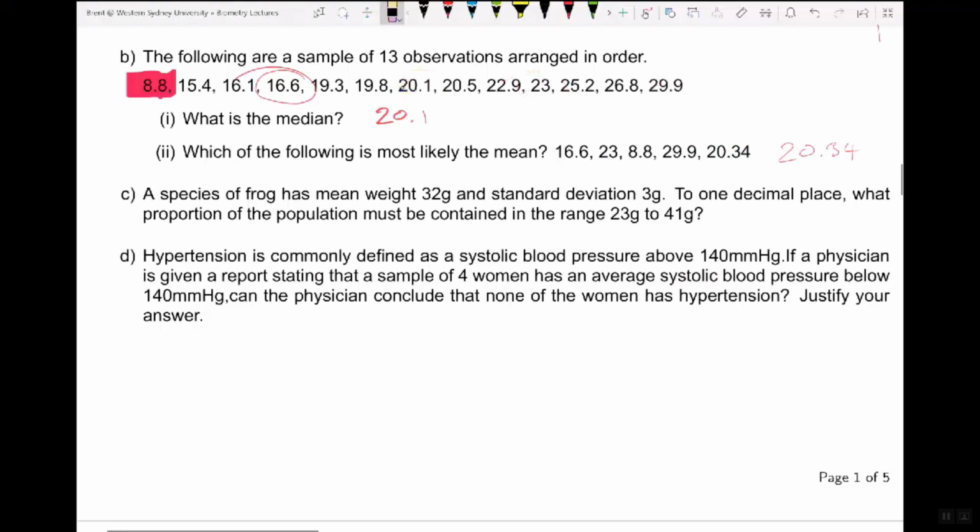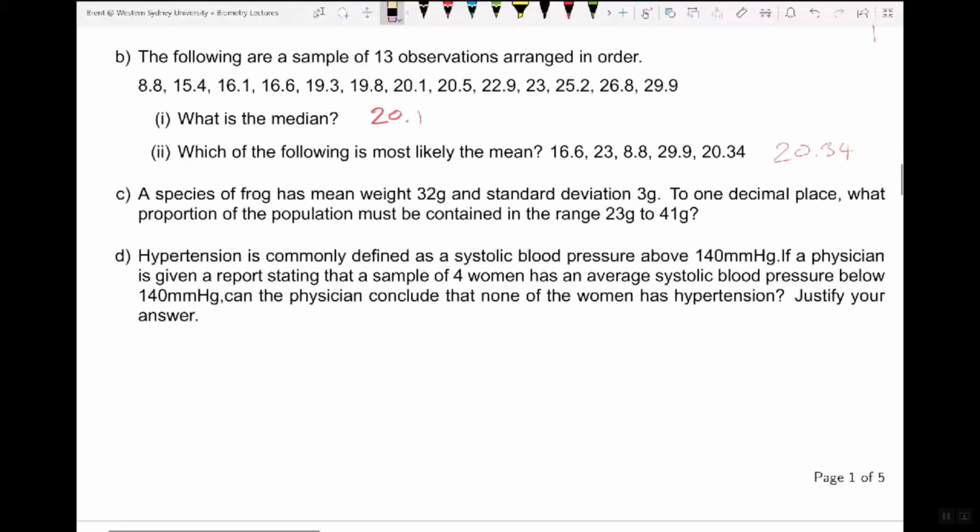All right. So the next one says, a species of frog has a mean weight of 32 grams and a standard deviation of 3 grams. To one decimal place, what proportion of the population must be contained in the range 23 to 41 grams?